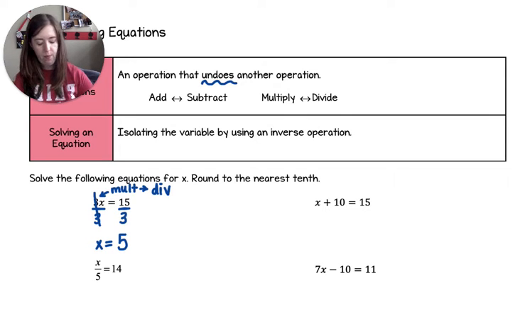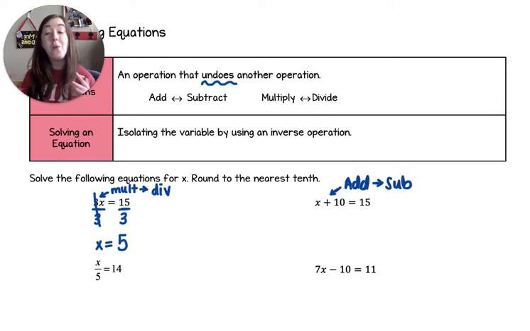Okay, now I have x plus 10 equals 15. I'm adding here, so to undo addition, I have to subtract. Now, one thing I probably should have mentioned earlier is that every operation that you do to one side, you have to do to the other. I call it the golden rule of algebra: do unto one side as you do unto the other. You have to keep the scales balanced.